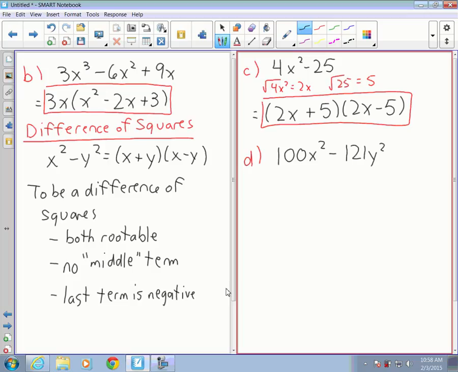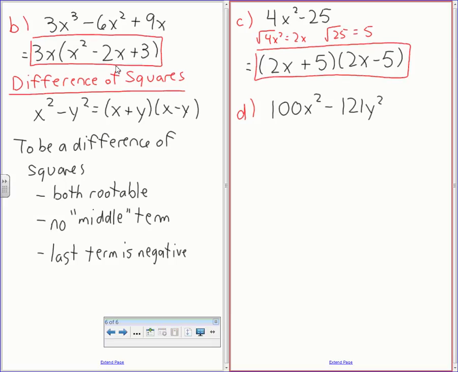Go ahead, Tristan, be brave. 10x plus 11y. Okay, keep going. 10x minus 11y. So one's a plus, one's a minus. If you did the minus first and the plus second, that's still correct. Remember, you can multiply left and right, and that's no big deal.